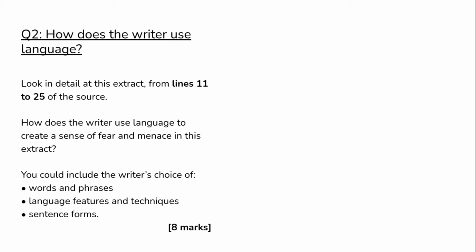You could include the writer's choice of words and phrases, language features and techniques, sentence forms. Now there's 8 marks on offer for this question. As always, the AQA are being a little bit euphemistic. When it says you could do this, what they really mean is they want you to do those 3 things.